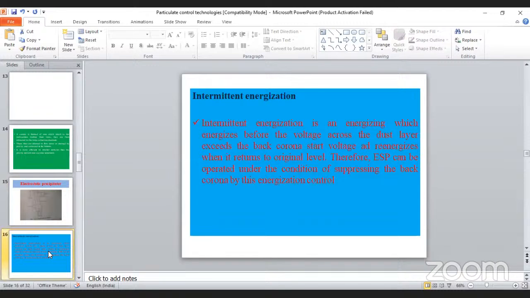About this, some other things are intermittent energization, how it works, and some principles and effects. You people can go through it, because it is important, we cannot say it is not important.